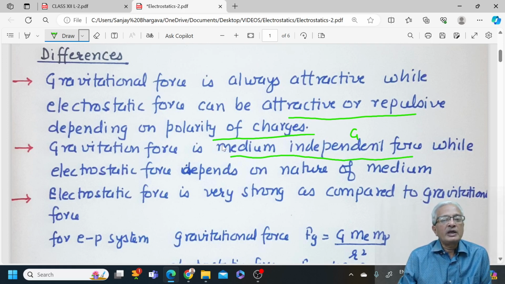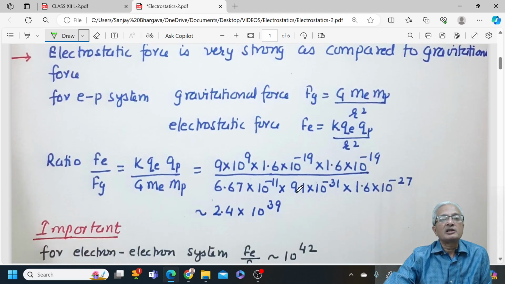But when it comes to electrostatic force, we have K as 1 upon 4 pi epsilon 0. If the value of epsilon changes as per the medium, then the force also changes. So we say electrostatic force depends on the nature of the medium, and that dependence is through permittivity. Then, electrostatic force is very strong as compared to the gravitational force.